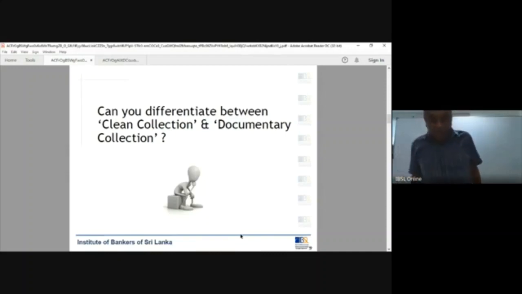Article 2C and 2D. Right? Article 2C says, wait, let me bring my spectacles.